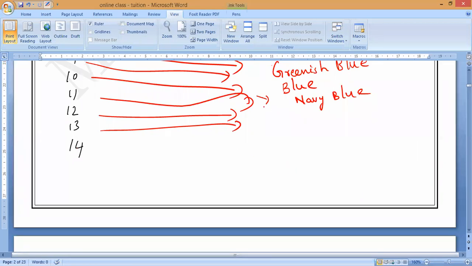Next, pH value of 11. It is purple color. What is that? Purple color. Next, pH value of 12. It is dark purple. What is that? Dark purple. Next, pH value of 13.